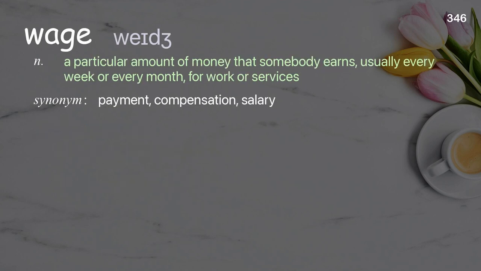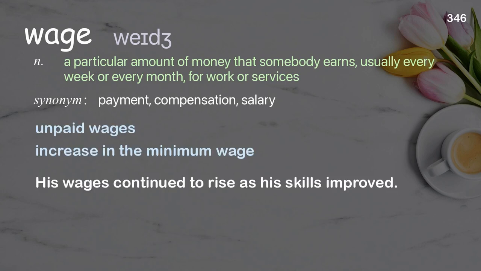Wage: a particular amount of money that somebody earns, usually every week or every month, for work or services. Examples: unpaid wages, increase in the minimum wage. His wages continued to rise as his skills improved.